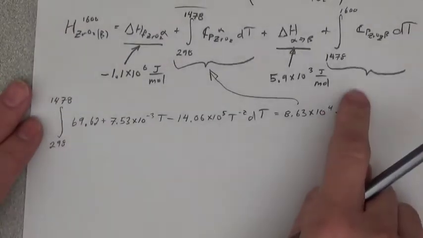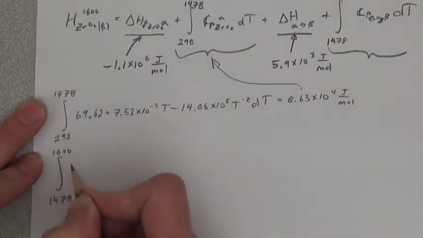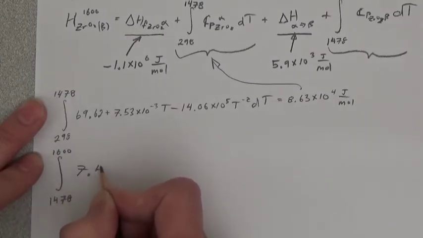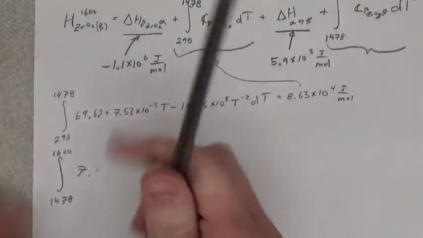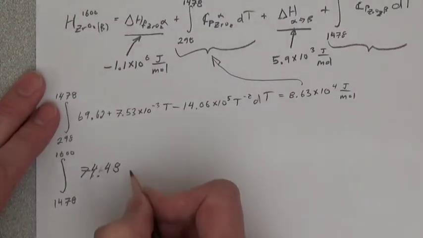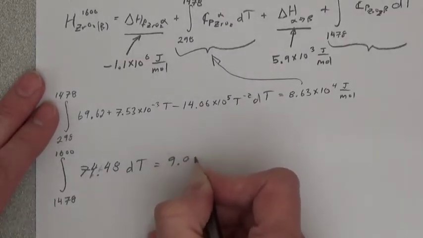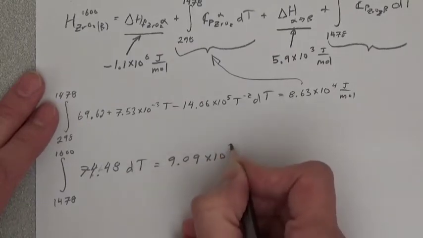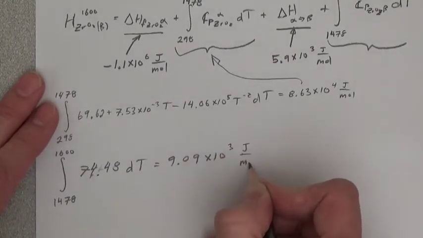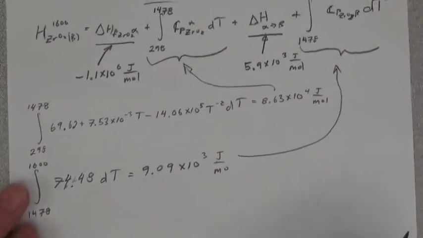And the second integral is the integral from 1478 to 1600, and the heat capacity is 74.48 dT, which gives us 9.09 times 10 to the 3 joule per mole, which goes into that integral.